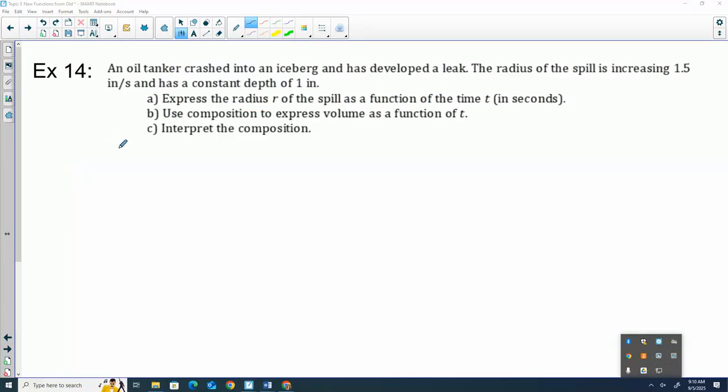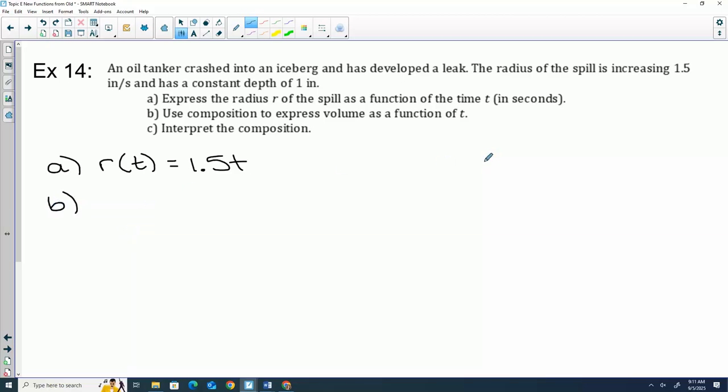So an oil tanker crashed into an iceberg and has developed a leak. The radius of the oil spill is increasing 1.5 inches per second, and has a constant depth of 1 inch. So express the radius as a function of time. What would that be? 1.5 t.